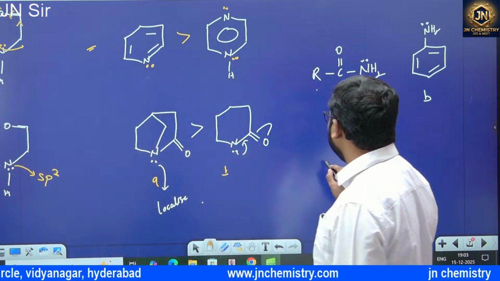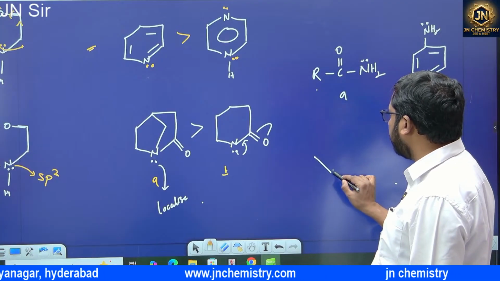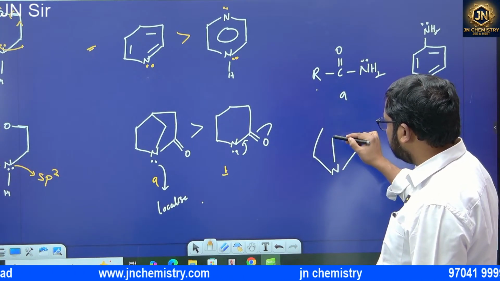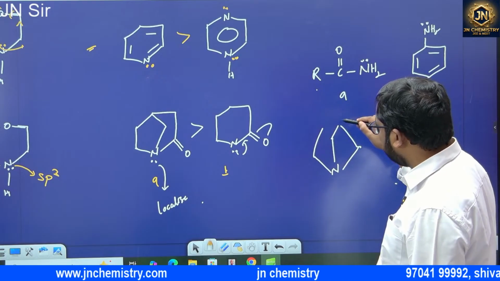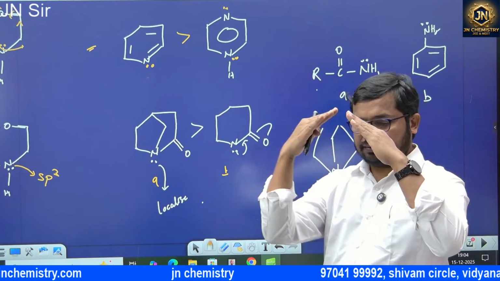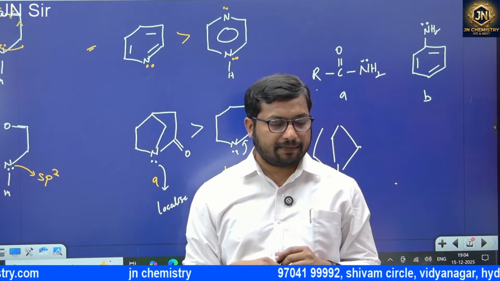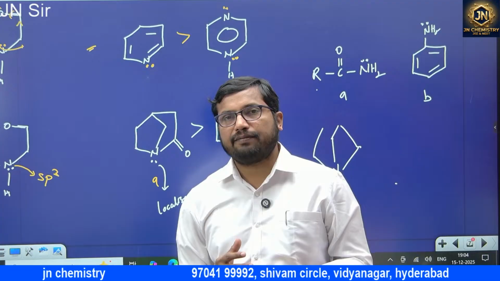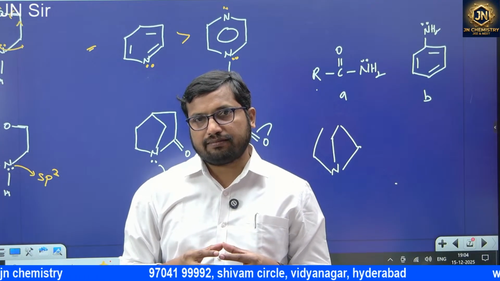In general, any carbon or any nitrogen in cyclic compounds like this is non-planar. Non-planar means out of plane. When it is non-planar, is resonance possible?